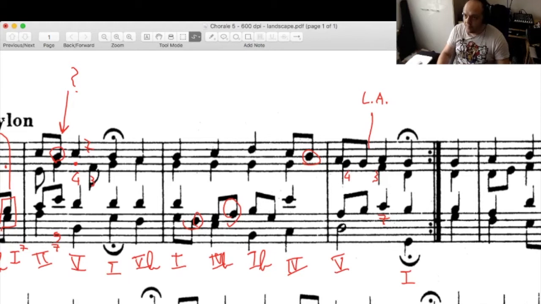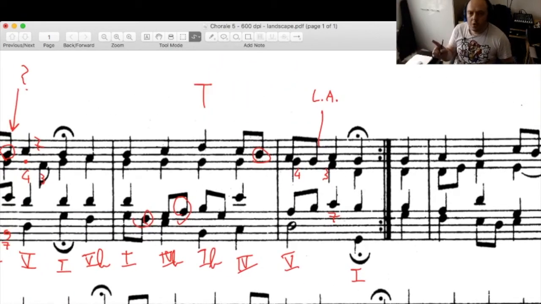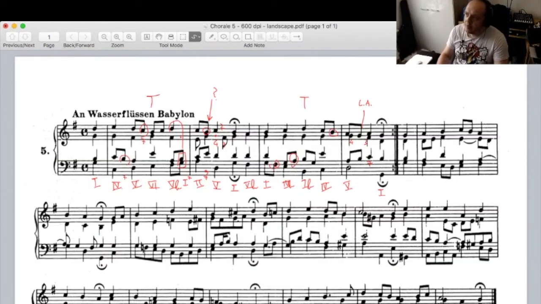Tune. Harmonization. Yeah. So, okay, this phrase also belongs to the tonic region. Tune, the next phrase. Harmonization.